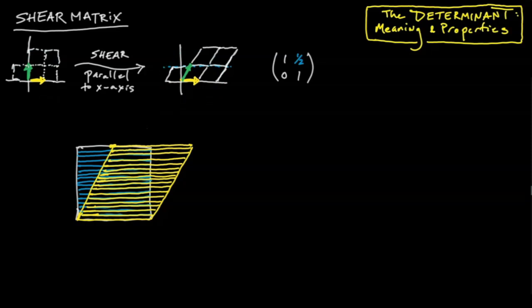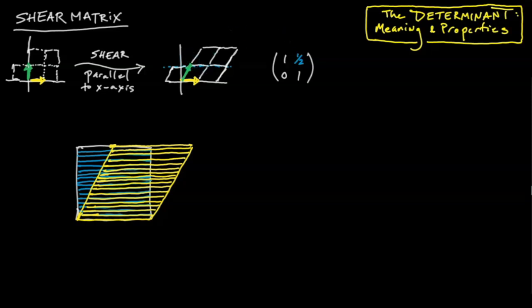And this, in fact, will be true of every shear matrix, whether we're shearing parallel to the x-axis or parallel to the y-axis, or whether we are doing a shear in 3D of various sorts, or 4D or 5D or whatever. It's easy to understand it in this case, and if you can understand it in this case, you should be able to understand it in the other ones as well.